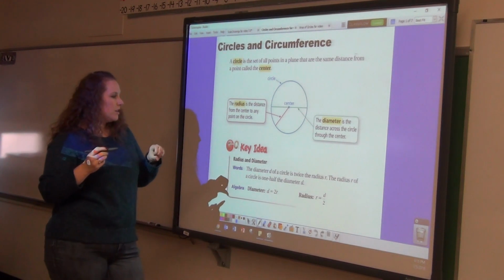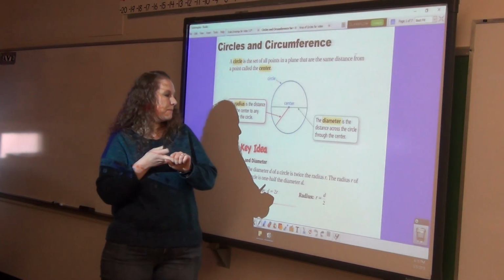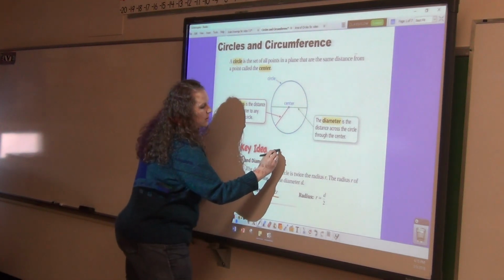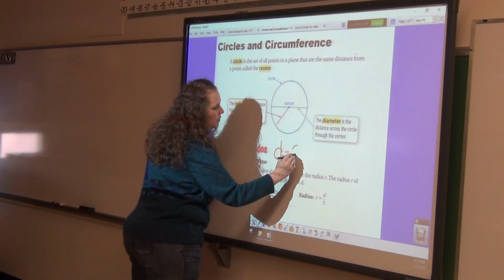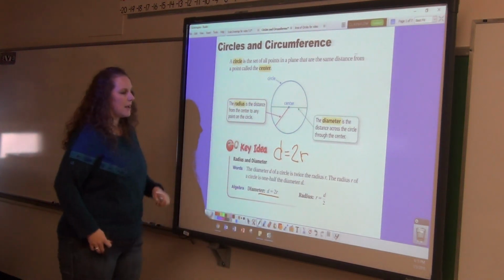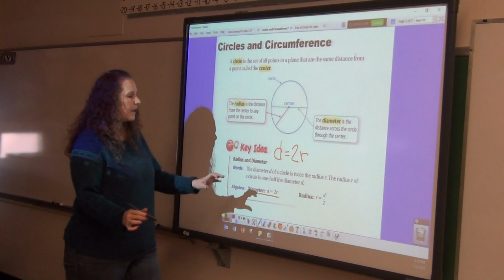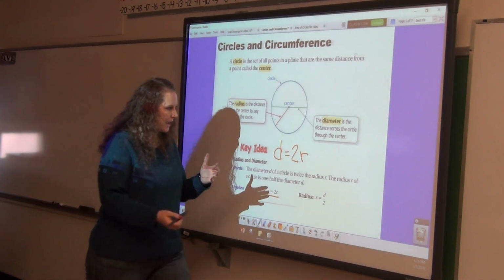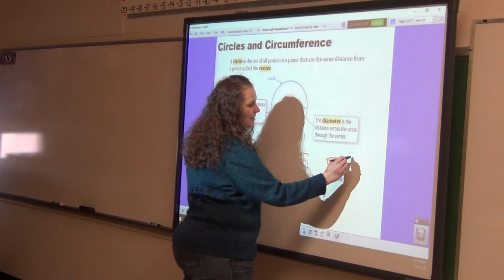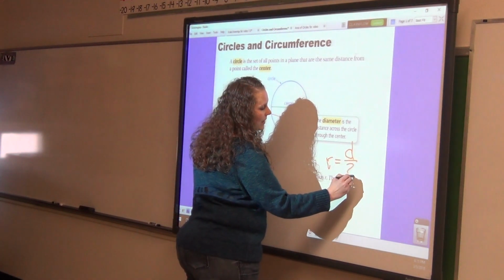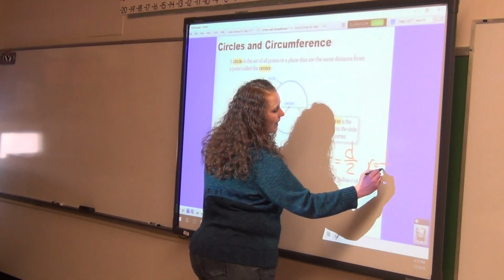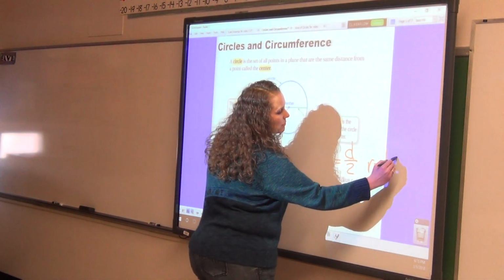So the diameter of a circle is twice the radius. We are going to write that. Here's your formula right here. I will write it a little bit larger so that you can see it. Diameter equals 2 times your radius. Diameter equals 2r. And your radius is half of your diameter. So radius equals diameter divided by 2, or radius equals 1/2 times your diameter.